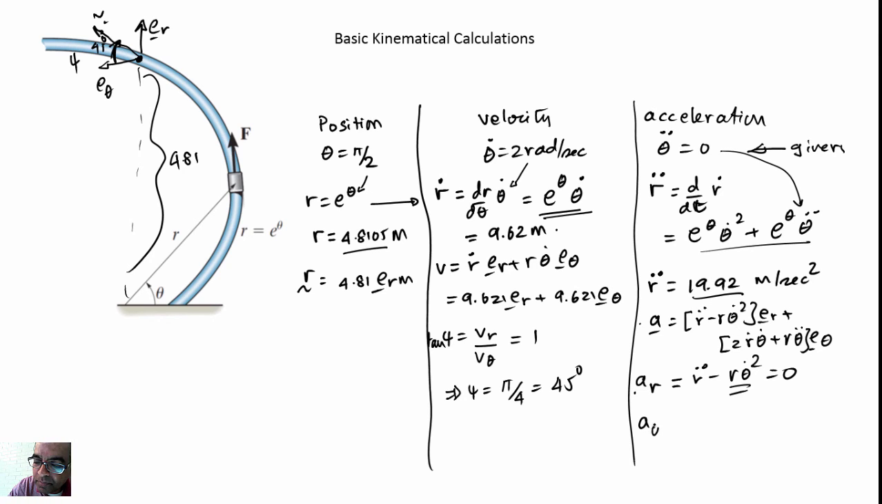A theta is 2 times r dot theta dot plus r theta double dot. This term is 0, so this turns out to be 38.48. So there's A r and there's A theta. This table is what you have to create, and this is all I want you to remember: chain rule plus product rule.